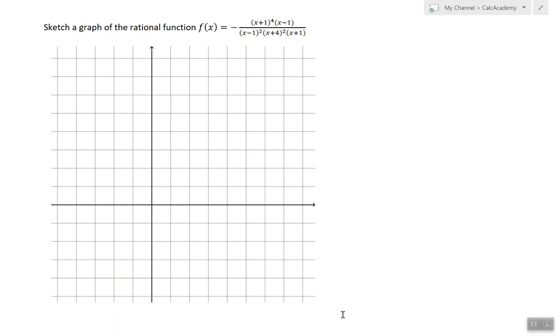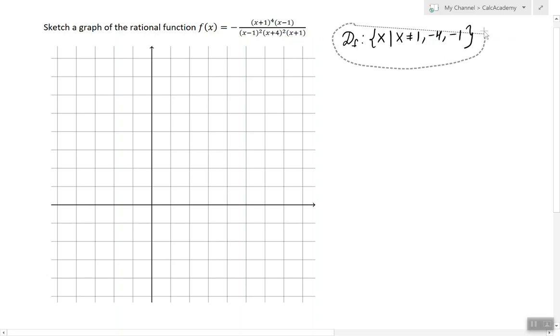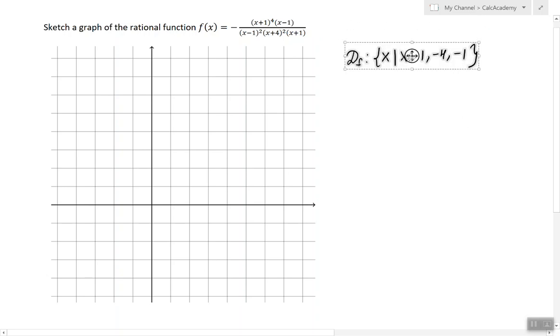In this video, I'm going to show you how to sketch a graph of a rational function, and we start by finding the domain of the function. We do so by looking at the denominator and excluding all the values which can make the denominator equal to 0. So the domain of this function is all the values of x that are not equal to 1 or -4 or -1. The next step is to simplify the function and classify the discontinuities that it has at those 3 points.